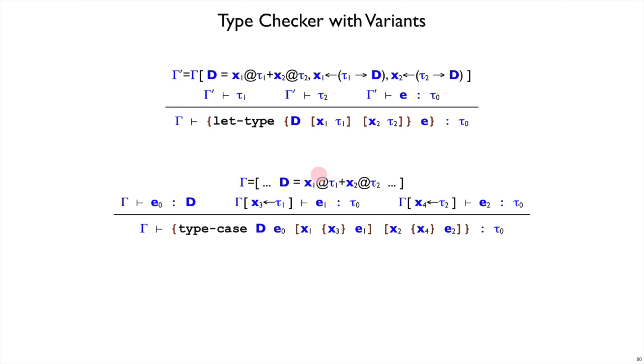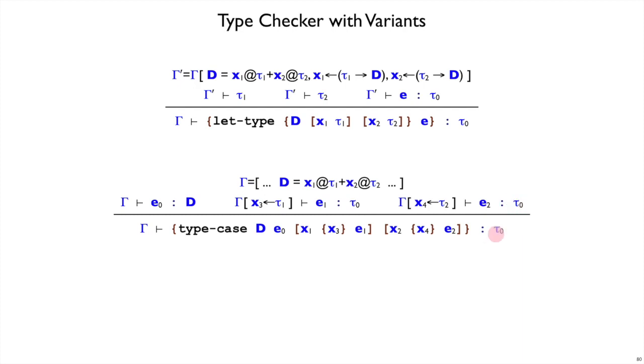And when we find that information in the environment, it also gives us tal1 and tal2, so that in this first case, e1, we know that e1 is able to refer to the variable x3, and it has type tal1, which came right out of the environment for the x1 variant. And e2 is similar, with the variable x4 mapped to the type tal2 out of the environment. Both e2 and e1 then must have a type, and the types must be the same.